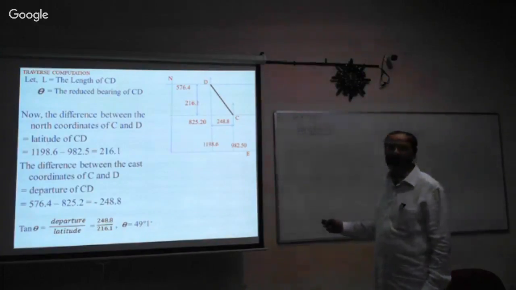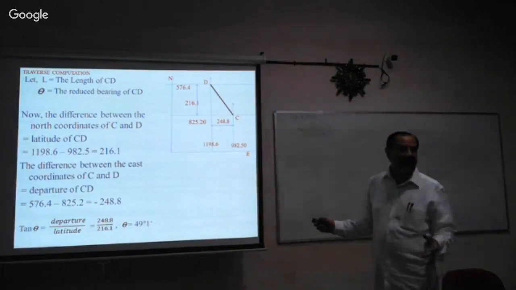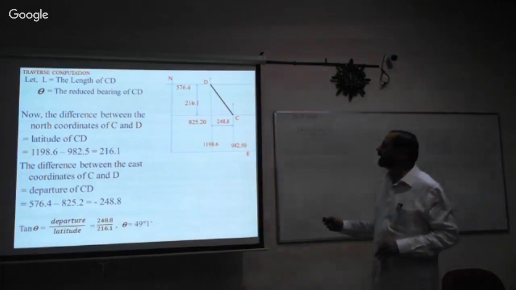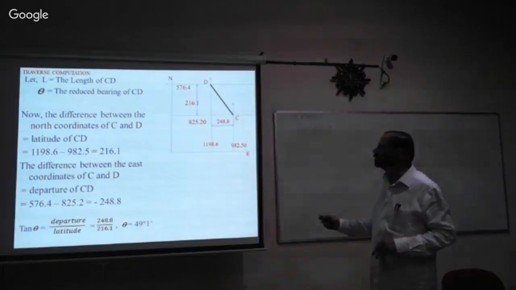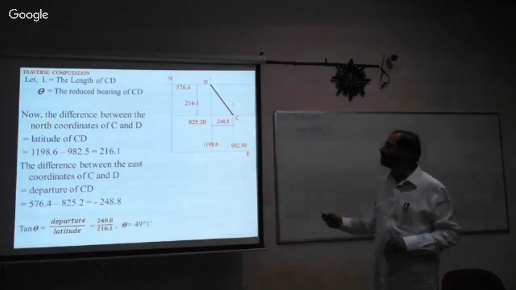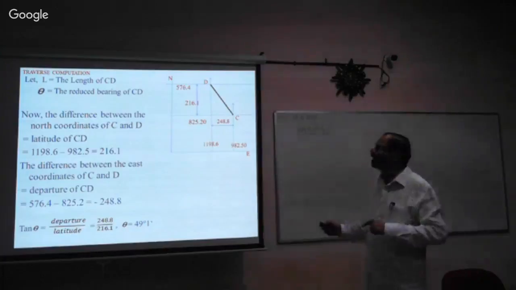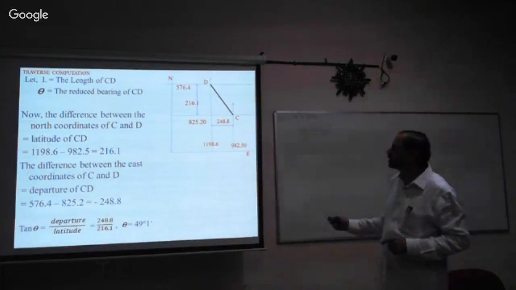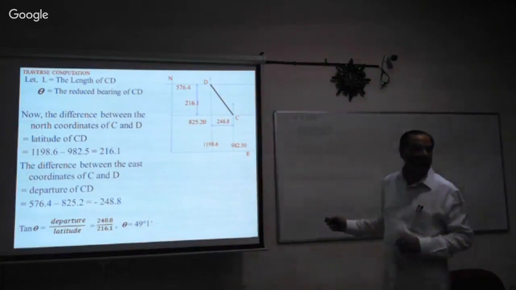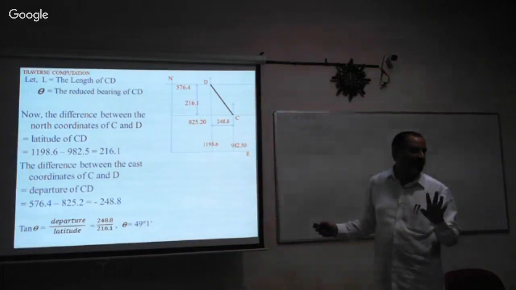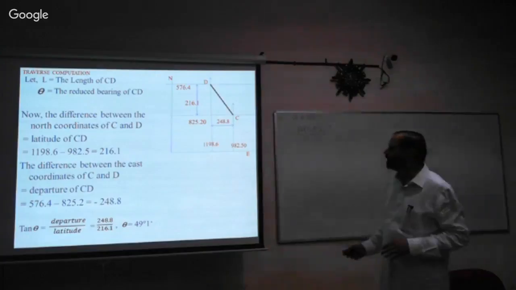Now, how do you calculate this? Apply the Pythagoras theorem. This triangle has three sides: 1, 2, 3. We know two sides and want to calculate the third side. This is CD. Therefore, CD is equal to the square root of latitude squared plus departure squared. That ends the problem, isn't it? That gives you the length of the line.